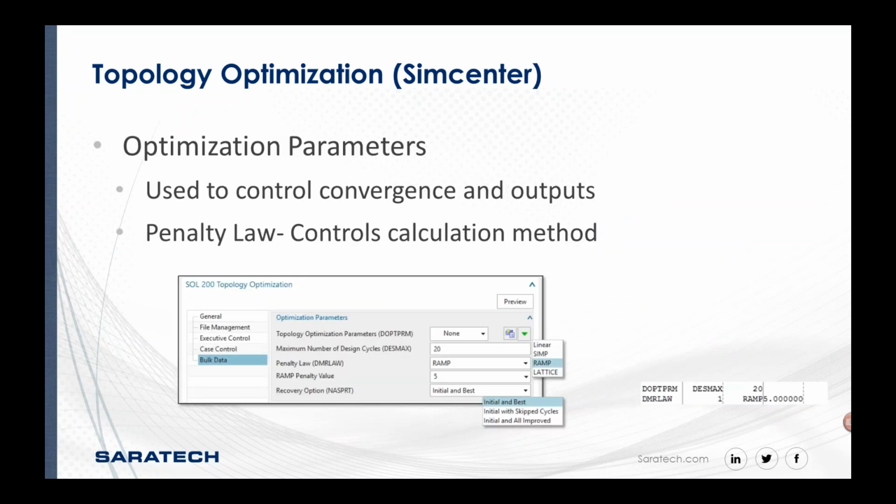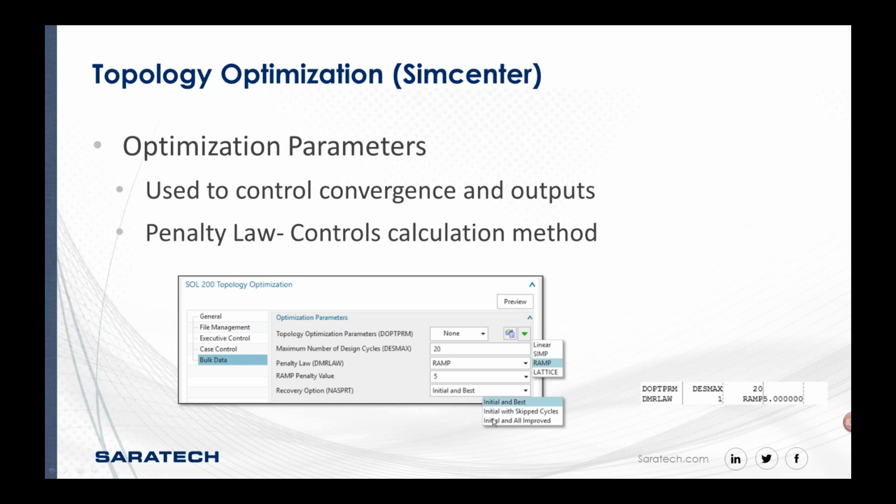So after you specify all your parameters, now we go to our optimization parameters. So this is at our solution level. So this is where we go ahead and we control our convergence and output, and you can even change your calculation method using this penalty law, DMR law variable. So in our case, we want to specify a certain number of cycles. In this image right here, they're specifying 20 cycles, and they want output at the initial and best.